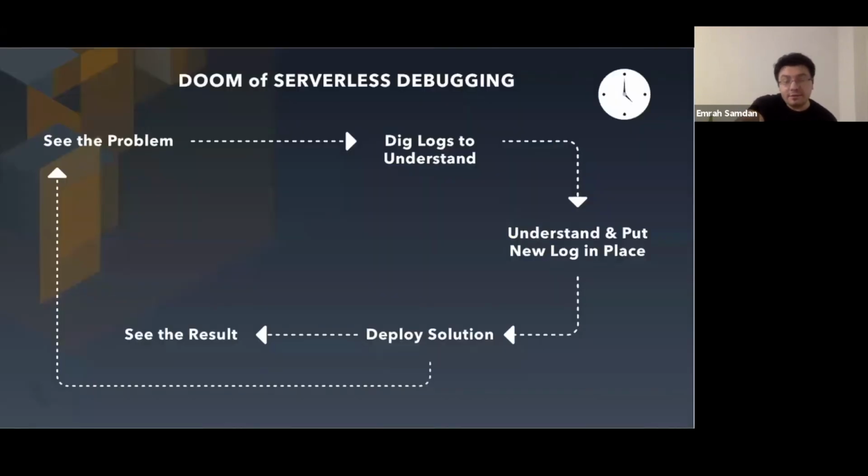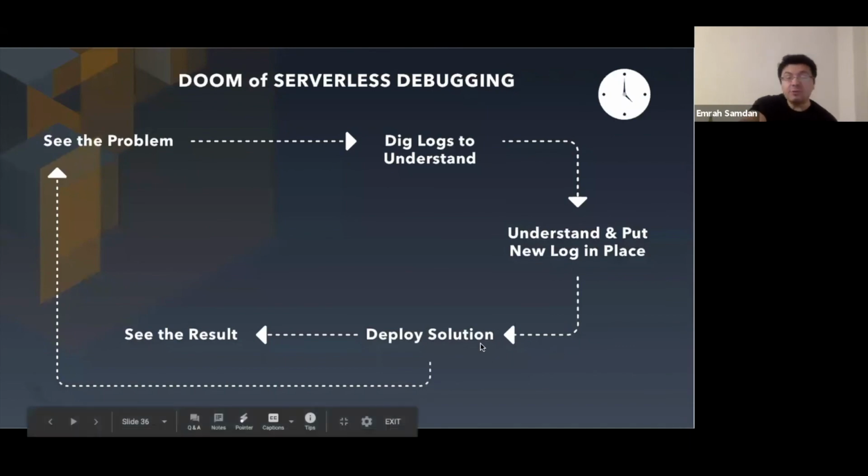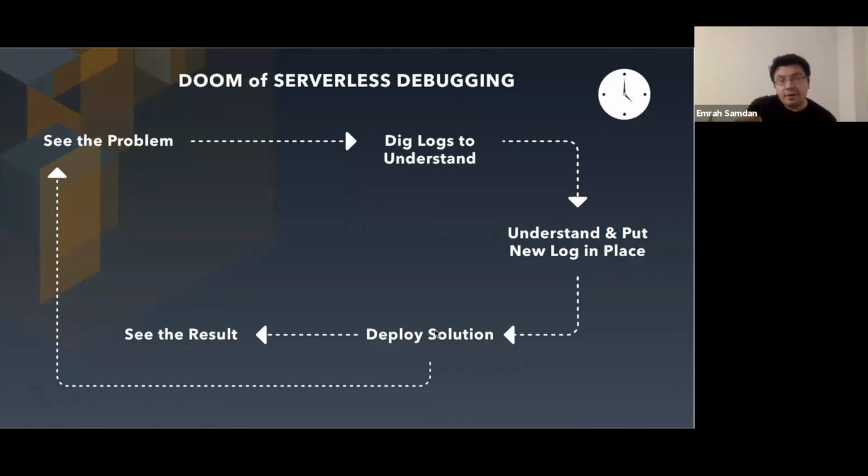Debugging is somehow a problematic process in serverless, if you are just using logs for that. Let's say you see a problem and you take the logs, and let's assume that you understand the problem. To verify your new solution, you first put your solution there, print a new line of log to see if it's working, redeploy this solution, and then see the result. If you are lucky, it's done. If not, you should see a new problem and dig again. This is a process that takes a lot of time.